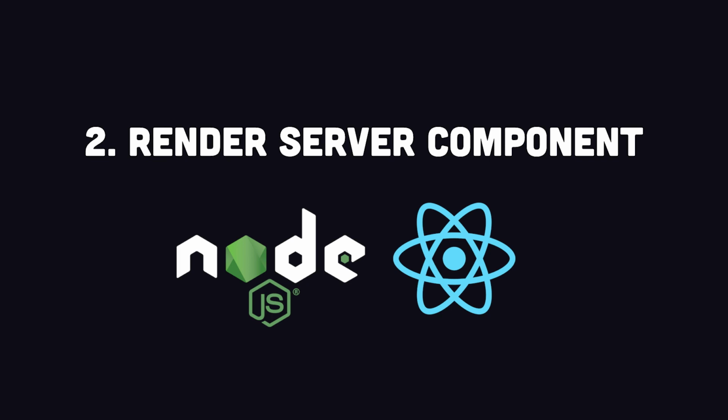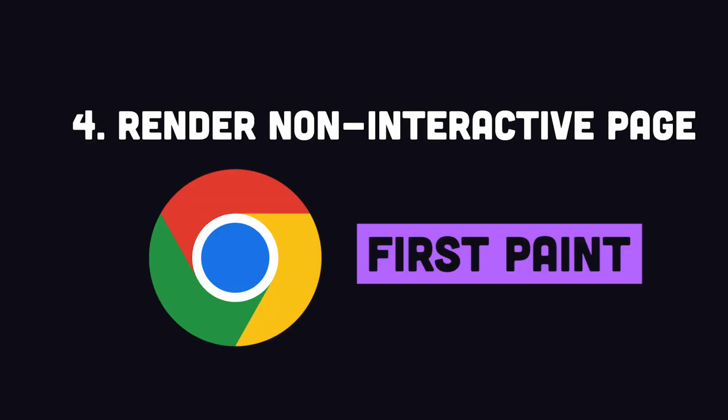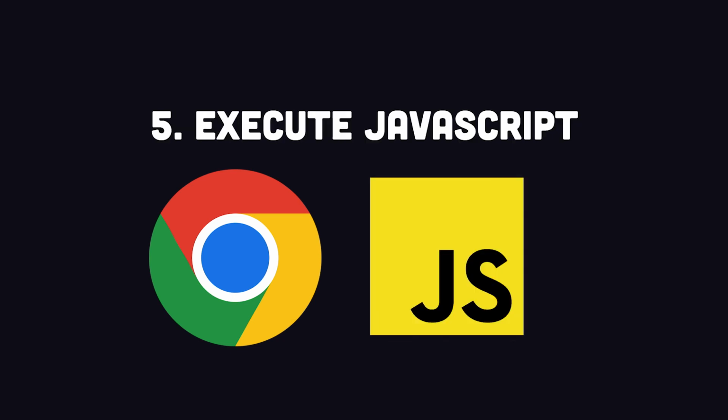Once we have the HTML, the server then sends it along with any additional CSS and JavaScript down to the browser. In step 4, the browser will first render the HTML and CSS as a non-interactive page. And then finally, in step 5, JavaScript is executed when React hydrates the page to make it fully interactive.